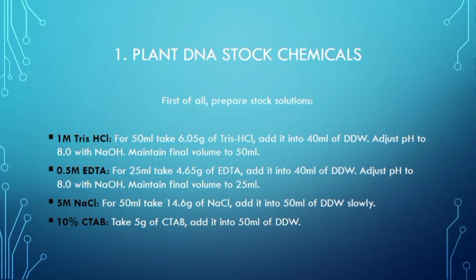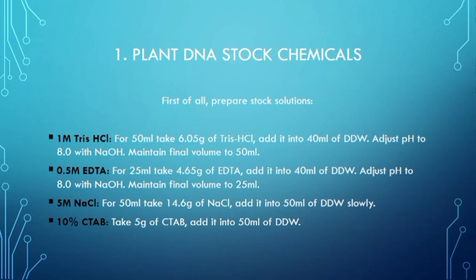The second important chemical is 0.5 molar EDTA. For preparation of 25 ml of 0.5 molar EDTA, you will need 4.65 gram of EDTA, and like the previous one, add it into 40 ml of double distilled water and adjust the pH to 8 using NaOH. The final volume will be 25 ml.